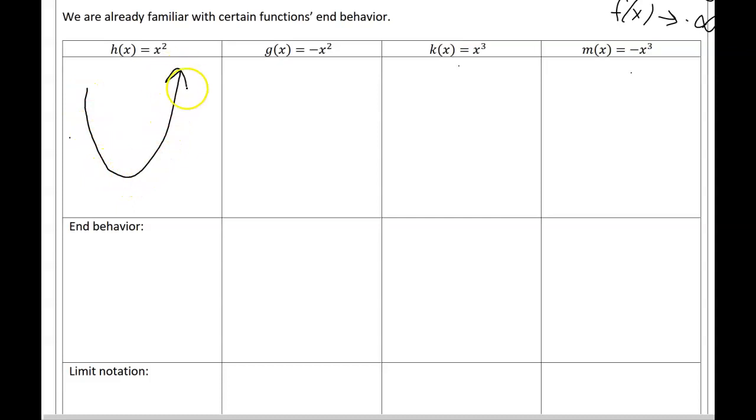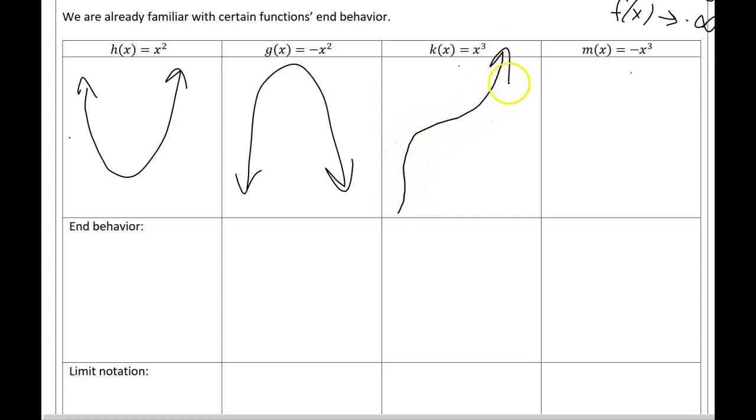H of x is a parabola, and it is a happy parabola. G of x with the negative in front is a sad parabola. And then k of x, x cubed, is kind of that swoopy shape. And then negative x cubed, that's a reflection. So same shape, but sort of the opposite direction, right? And your sketches do not have to be perfect. Mine are certainly far from perfect here. But they're going to help us investigate the end behavior and the notation we use to describe it.